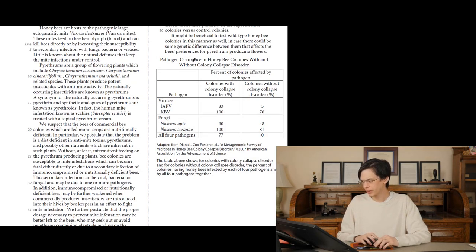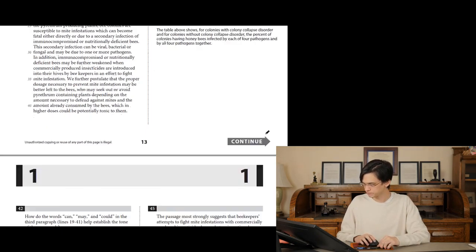Pathogen occurrence. I always like to read the title, and read a little bit of any paragraphs or sentences underneath the graph. That's important. Pathogen occurrence in honeybee colonies with and without colony collapse disorder. Okay. So we're just talking about the viruses and fungi that they are infected by. The table above shows for colonies with colony collapse disorder and colonies without colony collapse the percent of colonies having honeybees infected by each of the 4 pathogens and by all 4 together. Okay.